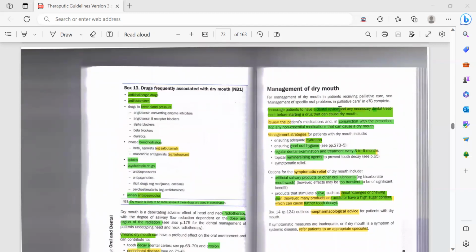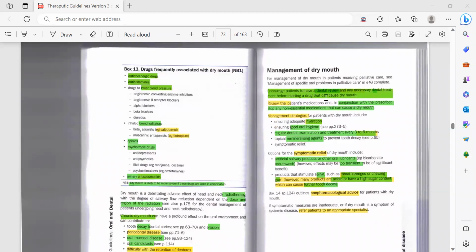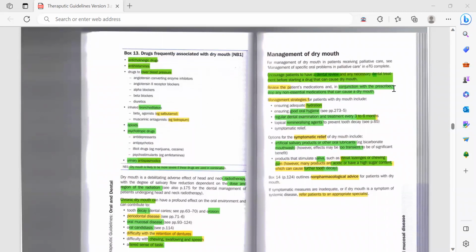Encourage the patient to have a dental review and any necessary dental treatment before starting a drug that can cause dry mouth. So it is very important to get a dental review to find out if there is anything that we need to do. Like if the patient's medication is affecting his saliva too much, then review the patient's medication in conjunction with the prescriber. So here there was one question: the patient has dry mouth, what do you need to do, change his medication? This is a completely wrong answer, because we have not prescribed him that medication, so we have no right to change that medication.